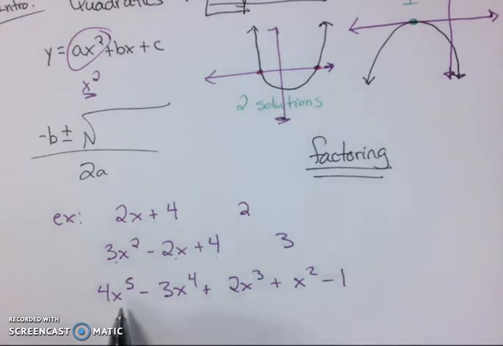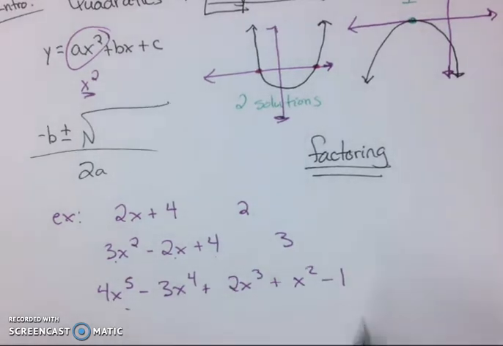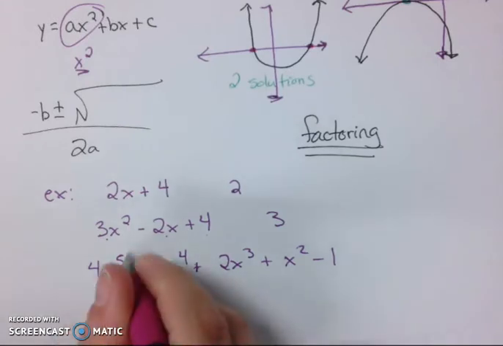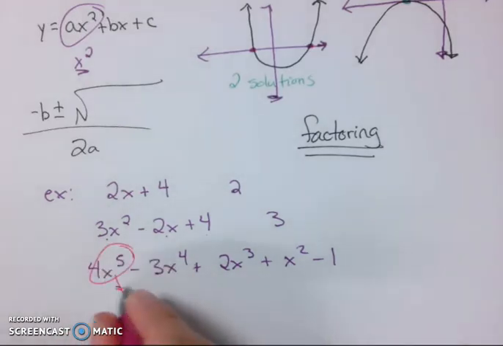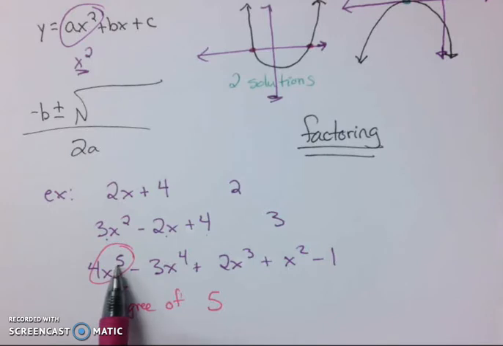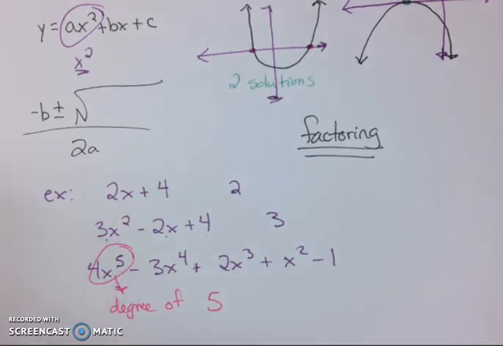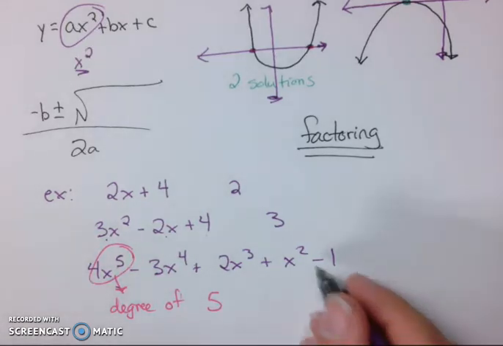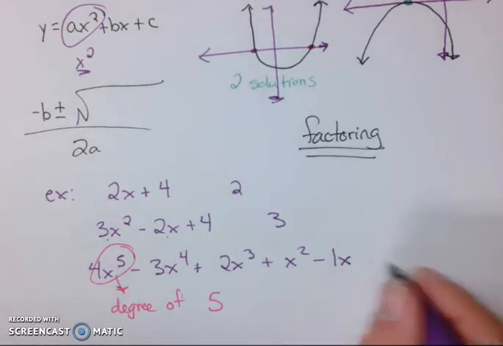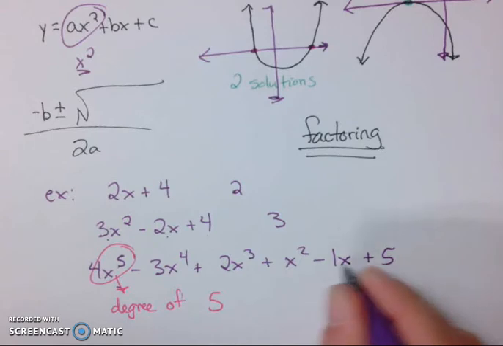Notice that we usually put these in order. These are called degrees. This exponent here has a degree of 5 because that's the highest exponent. We usually organize them from the highest degree to the lowest degree. Now, I don't have an x here. There would be, let's say, minus an x here and then plus 5. And then it has all of them.